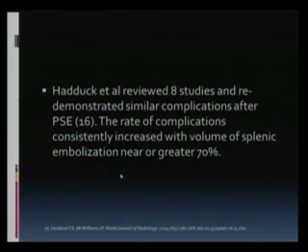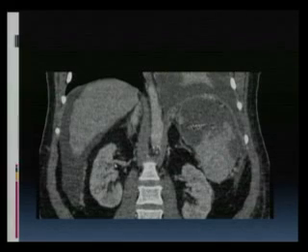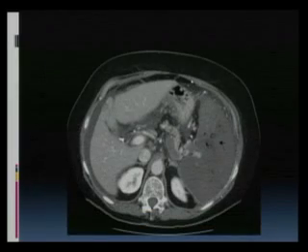This is another study where they looked at about 8 studies, and the rate of complications again increased when they embolized more than 70%. See this, embolize the upper pole, the ascites. See this, pleural effusion, atelectasis. See this, the whole spleen was embolized, the whole portal vein is thrombosed. Okay.